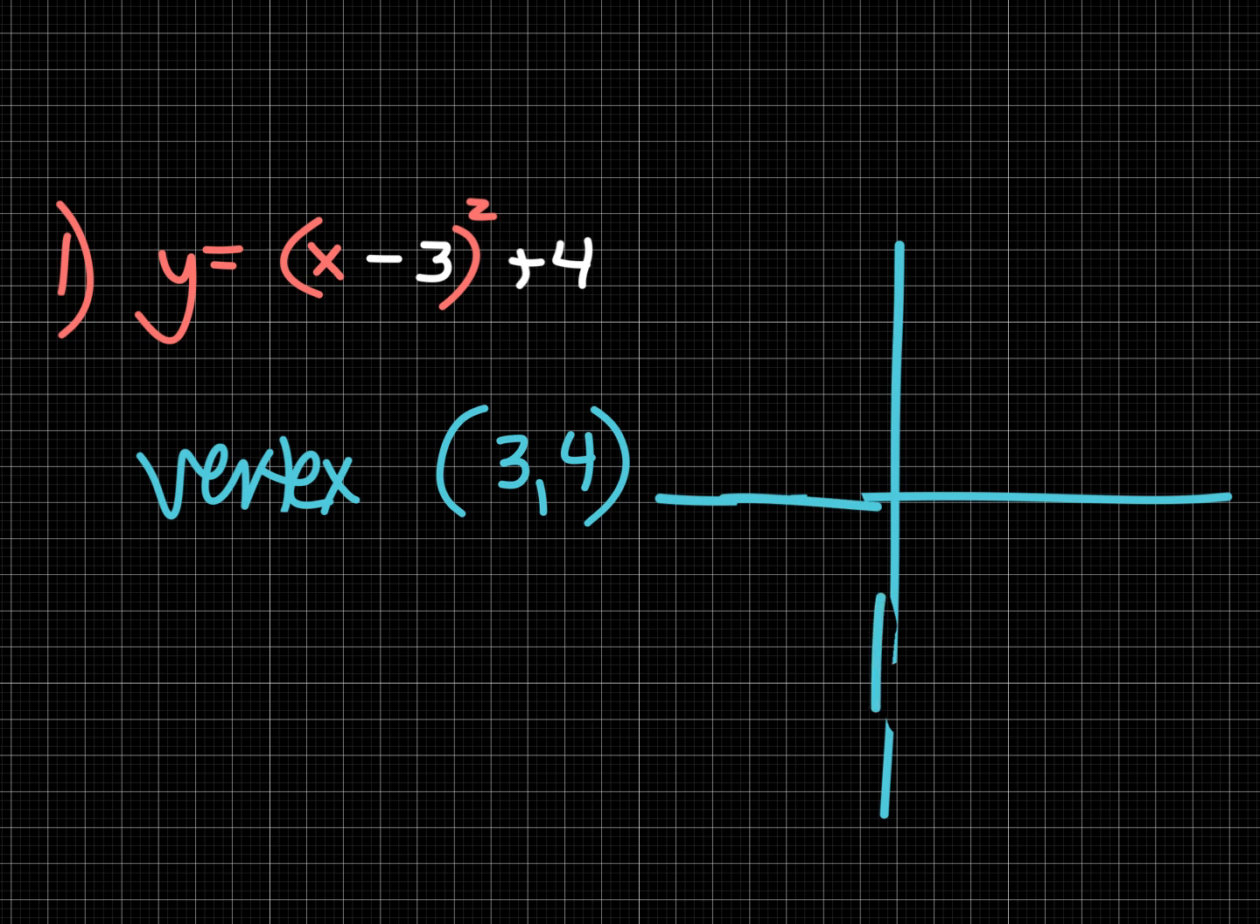All right, this is a pretty easy one, isn't it? You go over 3, up 4. Oops, right there. And then it's a U shape that goes up from there. Raise your hand if you had that one right. Cool. Is this a minimum spot, the vertex? That vertex there, is that a minimum or is that a maximum? Which one is it? It's a minimum.